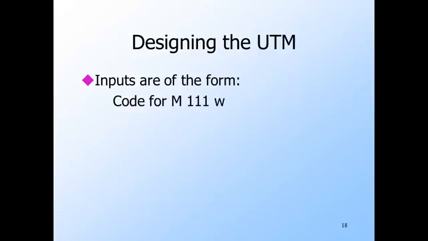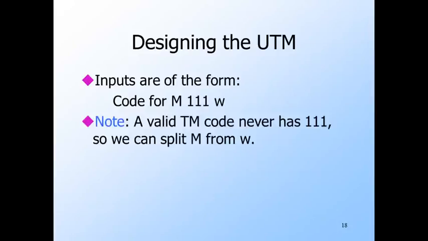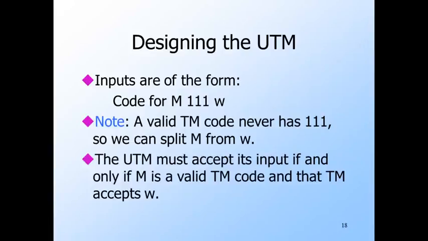So let's see how to build a universal Turing machine. First of all, inputs to the universal Turing machine are of the form a code for machine M, 3 ones, and then the binary string W. Since a valid code for M can never have 3 consecutive ones, it is never ambiguous what part of the input to the universal Turing machine is M and what part is W. The universal Turing machine accepts its input if and only if that input has a valid code for some Turing machine M and that Turing machine accepts W. So for example, the universal machine never accepts a string that doesn't have 3 consecutive ones.